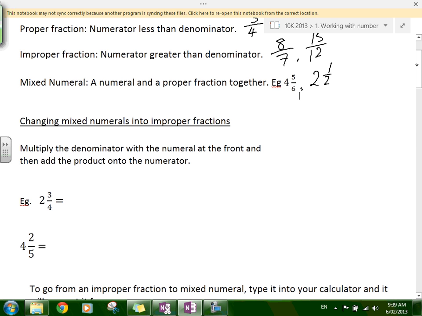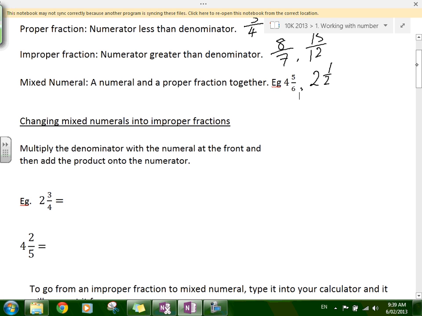Now to change a mixed numeral into an improper fraction, very straightforward. You multiply the numeral, the whole number, with the denominator, and that product, that answer you get from the two things multiplied together, you add to the numerator. If you do that, then it becomes an improper fraction.